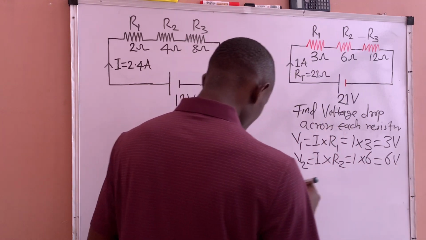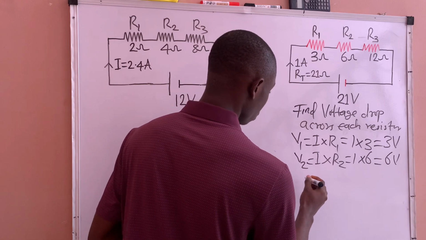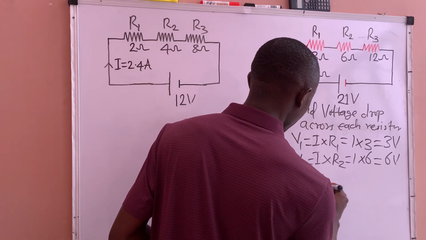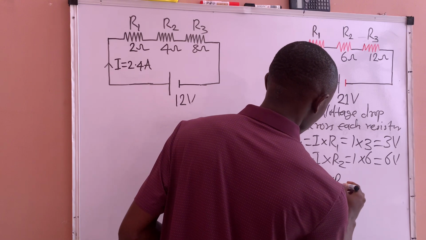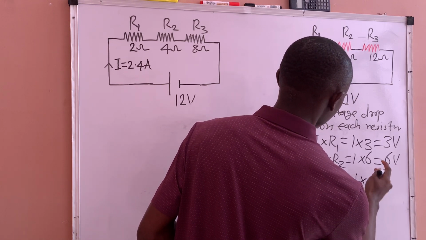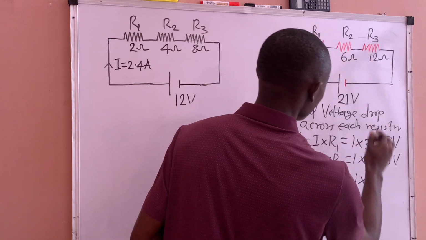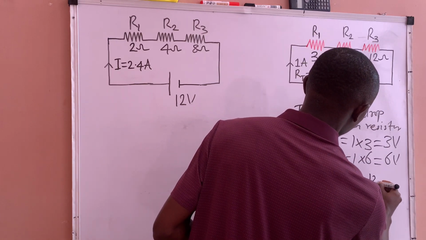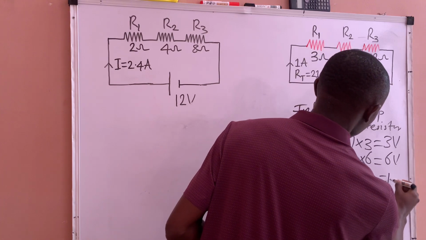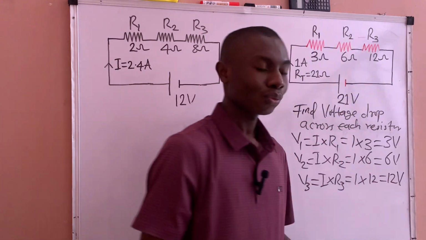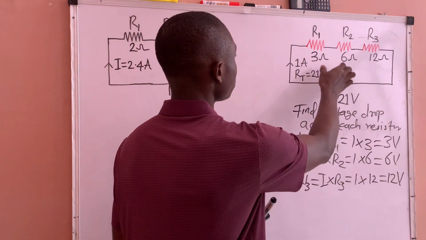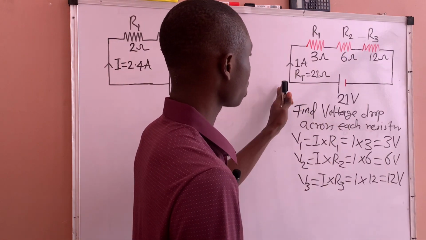So the voltage that will drop across the resistor R3 will be V3, which is I multiplied by R3. The current is 1, multiplied by the resistance value of R3, which is 12 ohms, so 1 multiplied by 12 is 12 volts. These are the voltage drops across each of the resistors in this circuit.